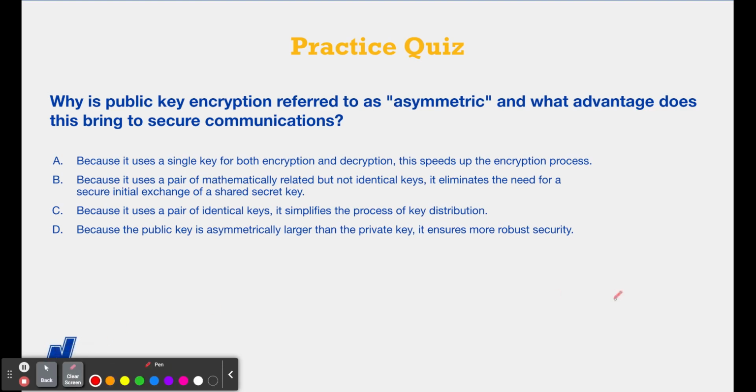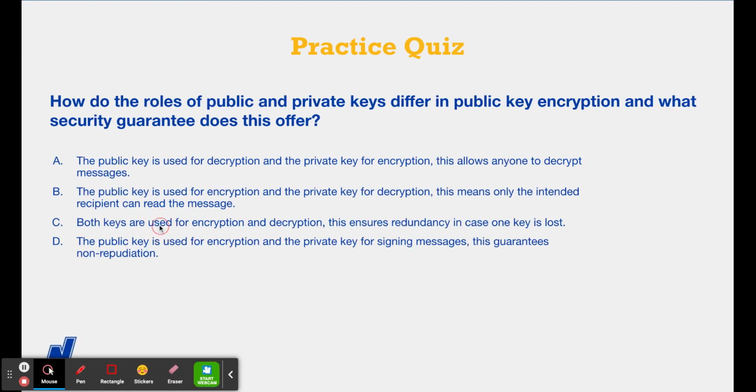All right. So public key encryption is referred to as asymmetric because it uses a pair of keys, one public key and one private key. There's a mathematical relation, but they are not identical. This naturally eliminates the need for a secure initial exchange of a shared secret key, a major challenge in symmetric encryption systems. So for that reason, the answer here is A. All right, let's go on to the next one.